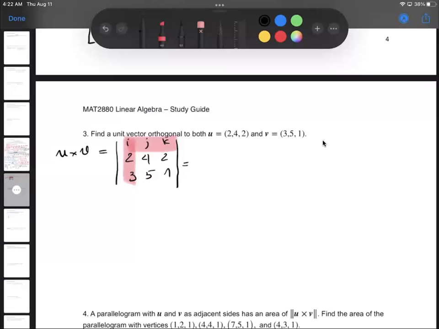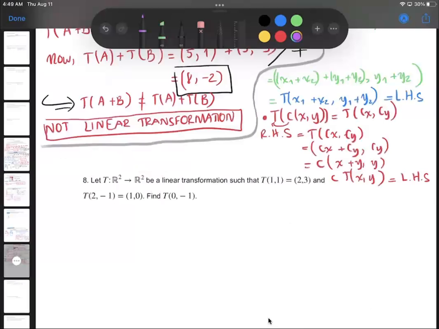By the way, I can move this guy out like that. It's fine. Okay, so it satisfies the linear transformation. Now we're going to find the standard matrix. Let's say let A be the standard matrix.